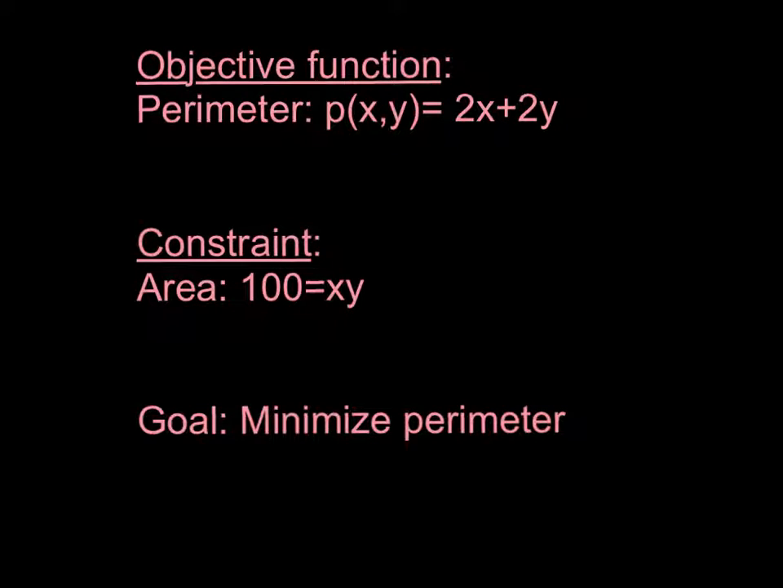We want to minimize the perimeter of this problem. We called that equation our objective function. We are using area to help us figure out the perimeter, so we call the area equation our constraint equation. We need to use these two equations to work towards our goal.